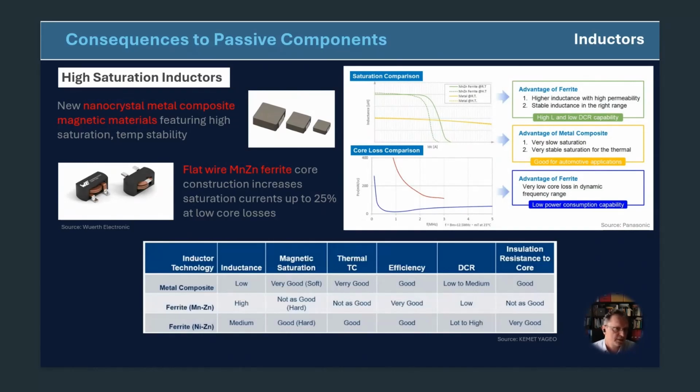On the ferrite side, the growing technology is inductors with flat wire that increase saturation current by up to 25% at relatively low core losses.